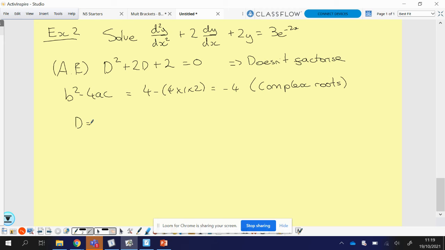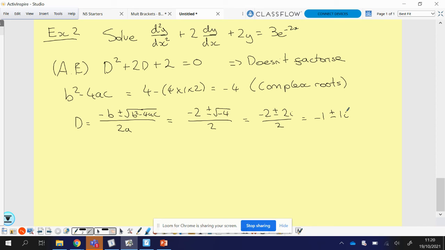So, solving these, we'll put it into the quadratic formula: minus b plus or minus the square root of b squared minus 4ac, over 2a. So that's going to be minus 2 plus or minus the square root of negative 4, we worked out what b squared minus 4ac was, divided by 2 lots of a, which is just 2. The square root of 4 is 2, so we have 2i from the square root. So it's minus 2 plus or minus 2i over 2, and if we divide both by 2, we get negative 1 plus or minus 1i.